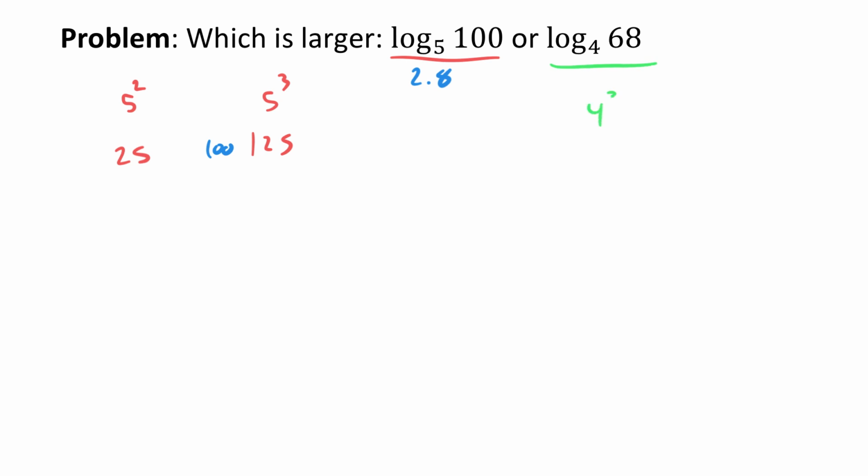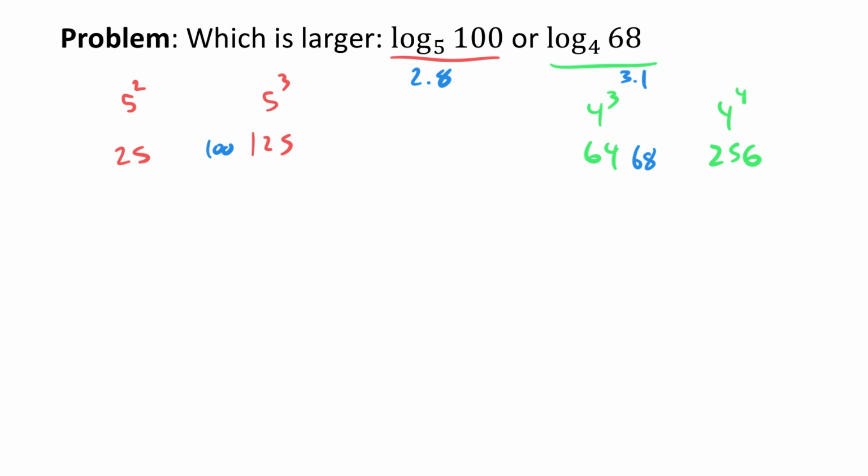Okay, 4 cubed is 64. 4 to the 4, oh, you might not know that one. That's going to be 256. Okay, 68. Oh, that's really close. This can be like maybe 3.1.